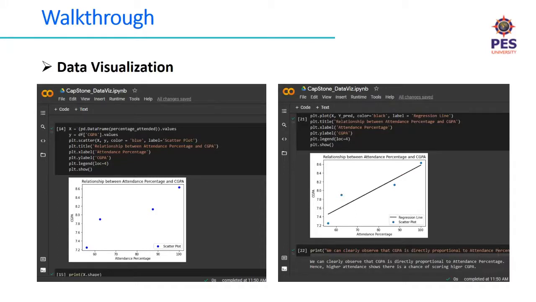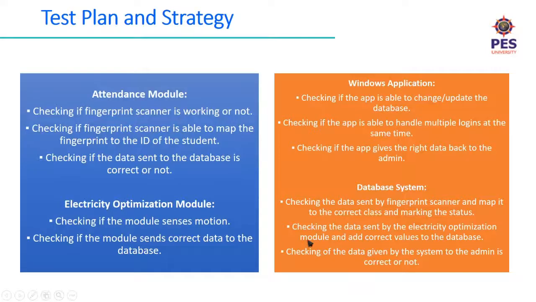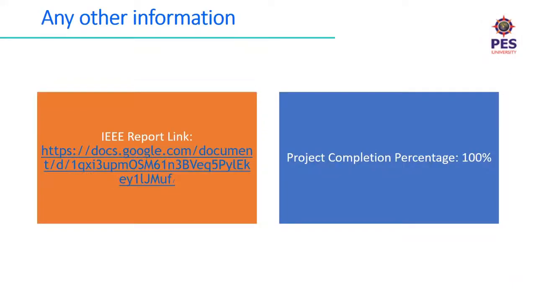As a result, we can clearly observe that the CGPA of any student is directly proportional to the attendance percentage. Therefore, it goes to show that higher attendance means a chance of scoring a higher CGPA. And that is it for our project. Thank you.